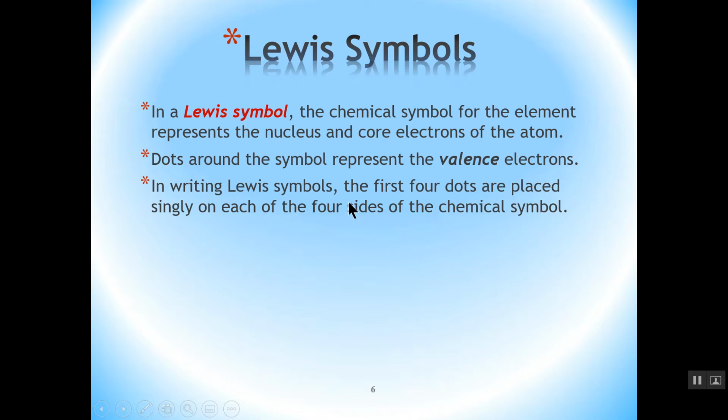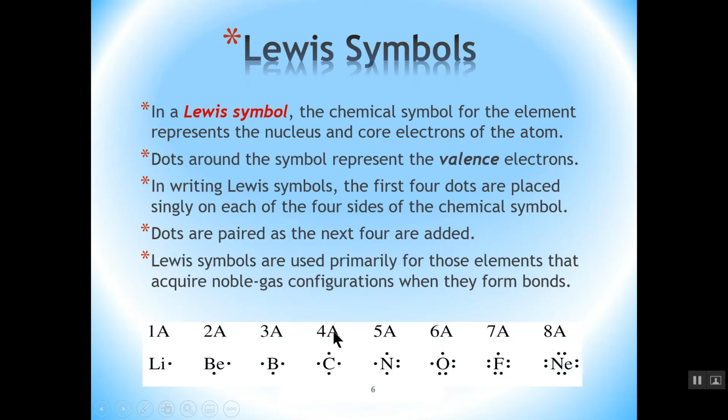Now, I would not say that this is a hard and fast rule, because I've seen this rule actually being disobeyed in a lot of textbooks, but I'm going to go through it anyway. So it says here, in writing Lewis symbols, the first 4 dots are placed singly on each of the 4 sides of the chemical symbol, and then the dots are paired up as the next 4 are added, right? So for example, as you can see here, in the case of lithium, you have 1 dot here, and then beryllium, you have another dot placed here. Each dot represents a valence electron. In the case of boron, you have another dot here, and then in the case of carbon, you have a 4th dot here, right? Then, according to the rules here, you start pairing them up.